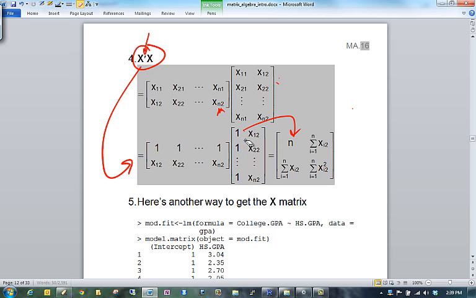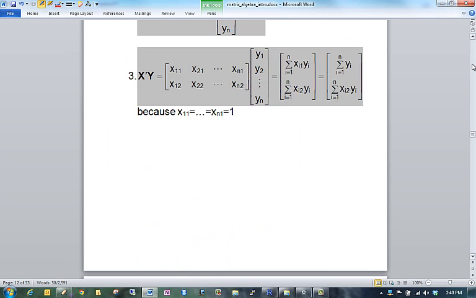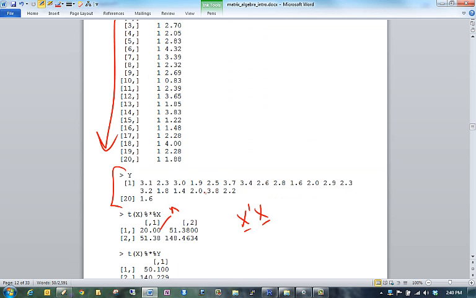Now look at some of the other parts of this matrix. When I take my first row times my second column, essentially what I'm doing is summing up all the X's. Excuse me, let me restate. I'm summing up all the high school GPAs. So the sum of all the high school GPAs ends up being 51.38. The sum of all the high school GPAs squared is 148.46.